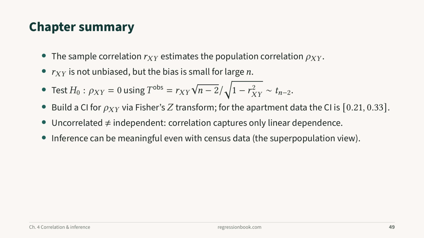The summary in 6 lines. The sample correlation estimates the population correlation with small bias in large samples. The zero correlation null has a t-test with n minus 2 degrees of freedom. Fisher's transform yields the confidence interval 0.21 to 0.33 for the apartments. Uncorrelated is not independent, and inference can be meaningful even with census data through the superpopulation view.